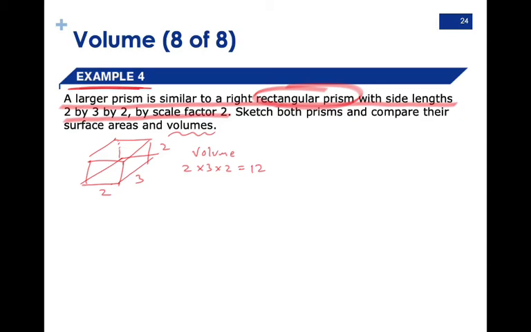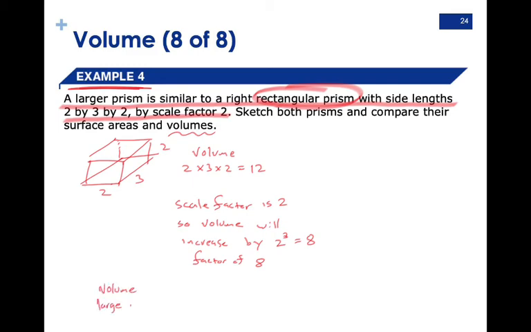So let's focus on the volume here first. Keep kind of working backwards. Since the scale factor is 2, then we know that the volume will increase by 2 cubed. So by a factor of 2 cubed, so 8 times as much as the original. So the volume of our larger prism here is going to be 8 times 12, which is 96.